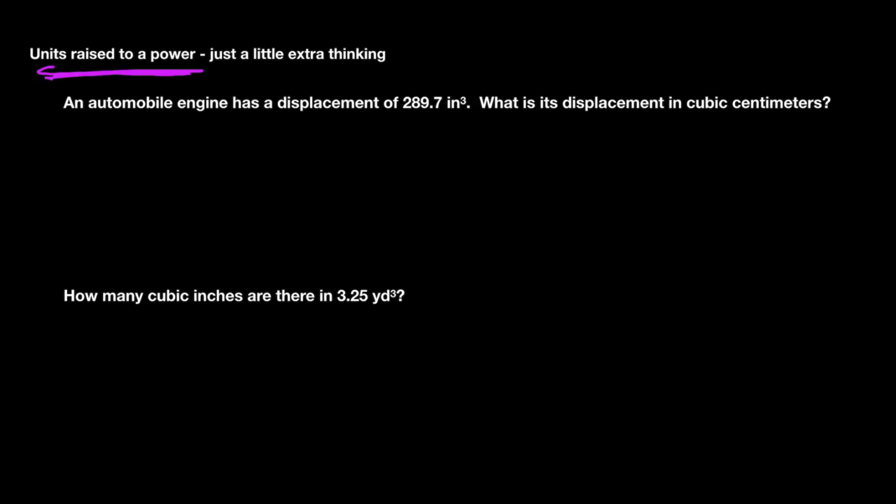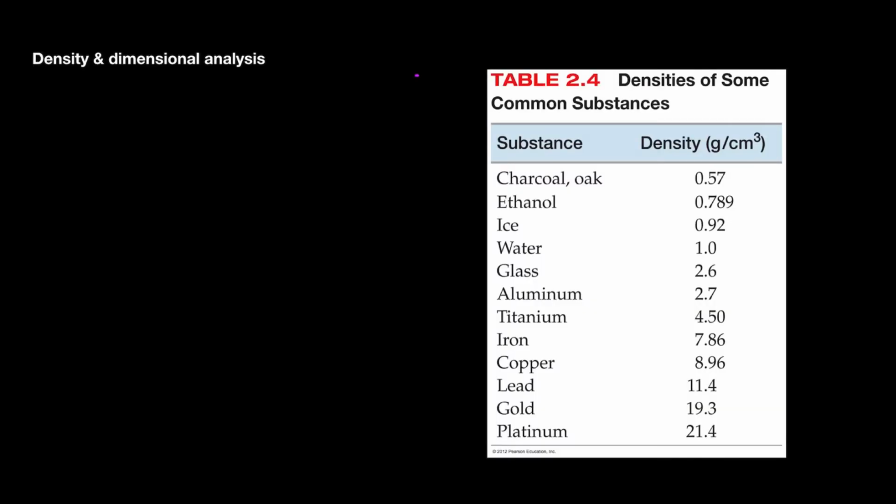So first of all, we're just going to start one of the problems, and then we will see why it doesn't work and why we need something extra, and then we'll talk about how to come up with that extra conversion factor. So it says an automobile engine has a displacement of this many inches cubed. What is its displacement in cubic centimeters? So here's where we might want to think to ourselves, oh, cubic centimeters is our goal. This is then our given.